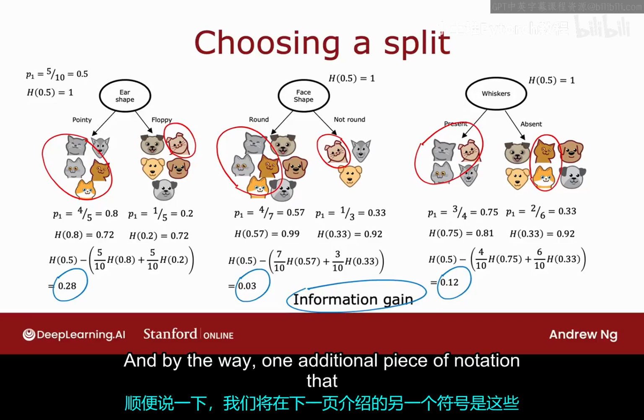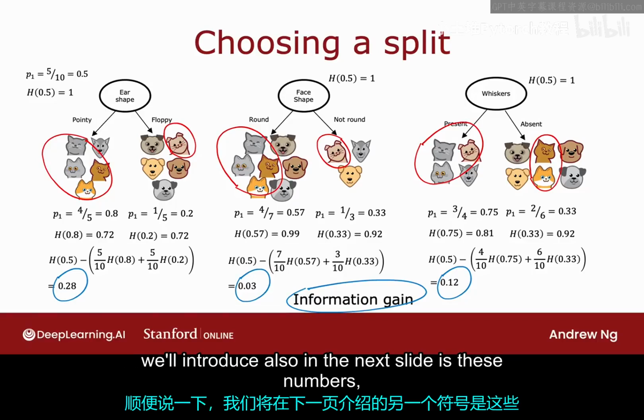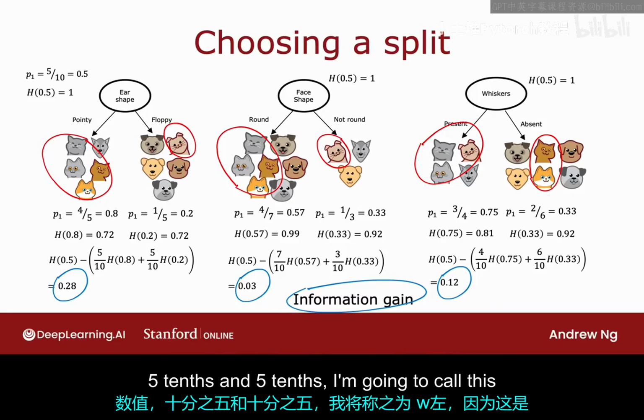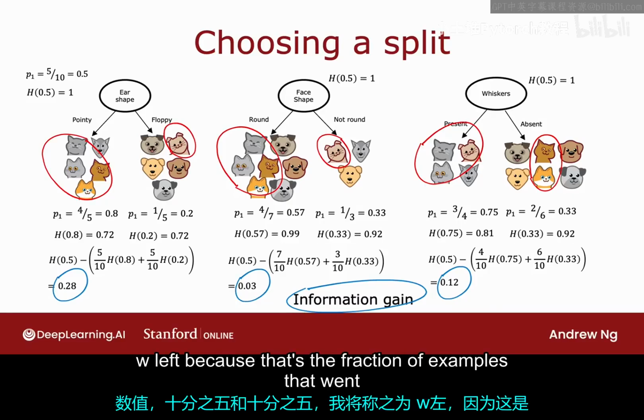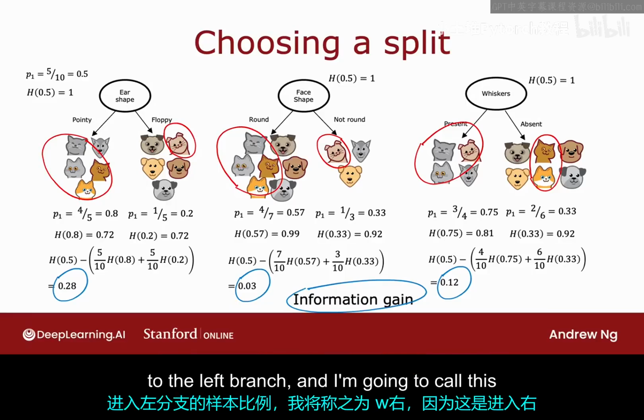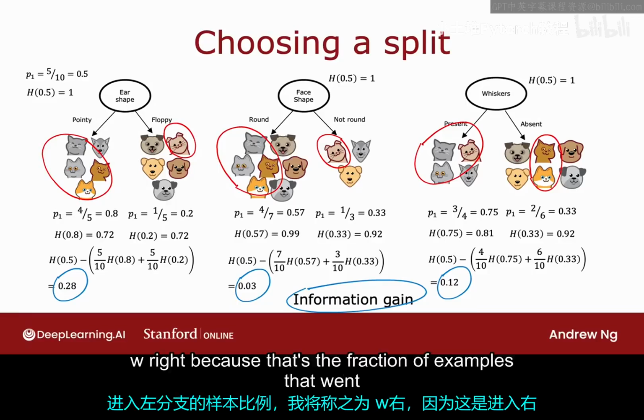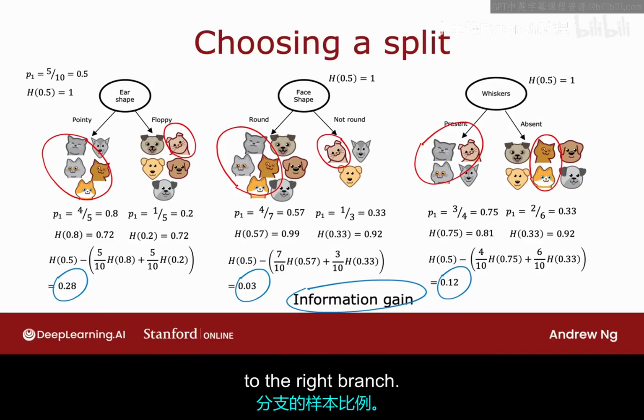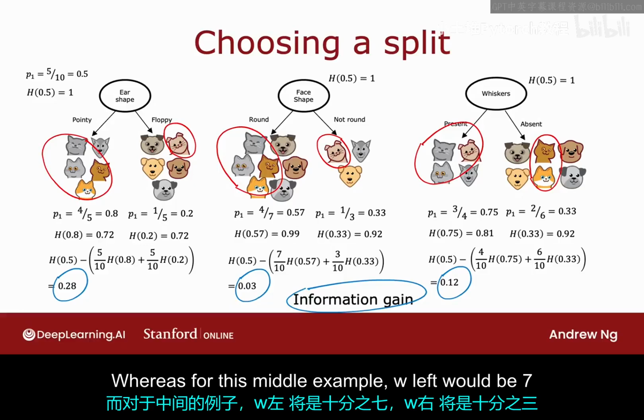And by the way, one additional piece of notation that we'll introduce also on the next slide is these numbers, 5/10 and 5/10. I'm going to call this W left, because that's the fraction of examples that went to the left branch. And I'm going to call this W right, because that's the fraction of examples that went to the right branch. Whereas for this middle example, W left would be 7/10 and W right would be 3/10.